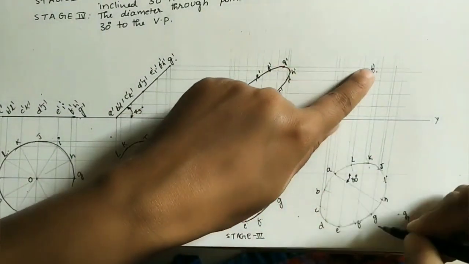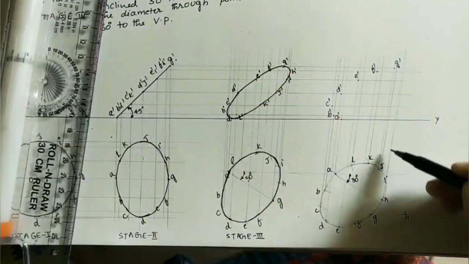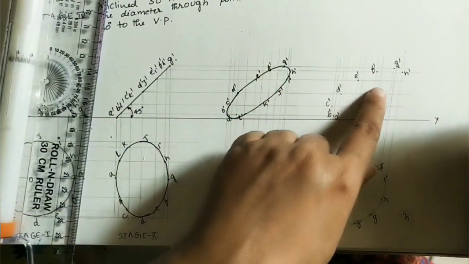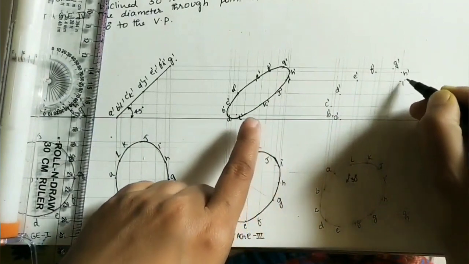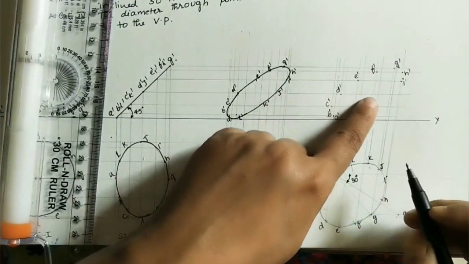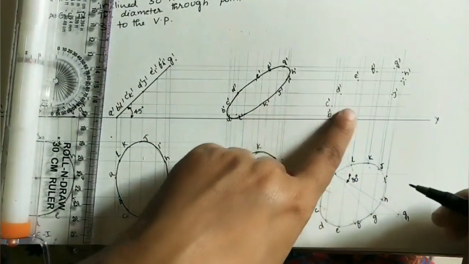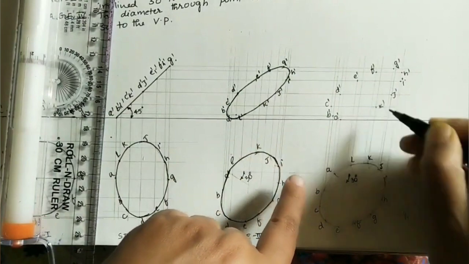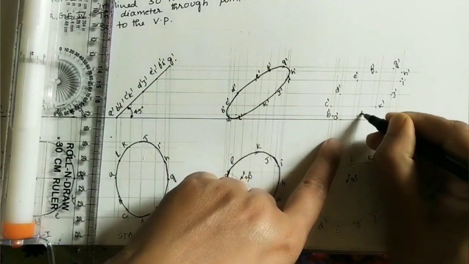G horizontal line, G vertical line. Take this as G dash. H vertical line, H horizontal line. Take this as H dash. I horizontal line, I vertical line. Take this as I dash. And then J horizontal line, J vertical line. Take this as J dash. K horizontal line, K vertical line. Take this as K dash. L vertical line, L horizontal line. Take this as L dash.